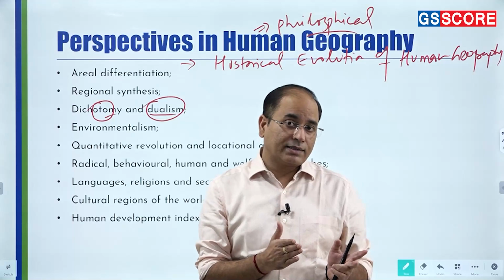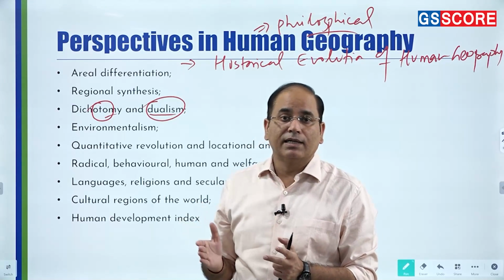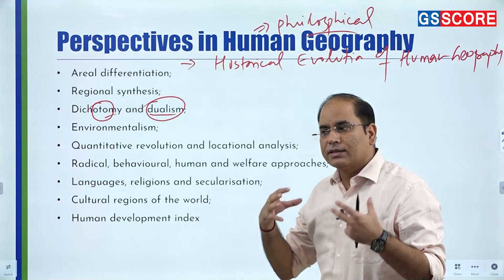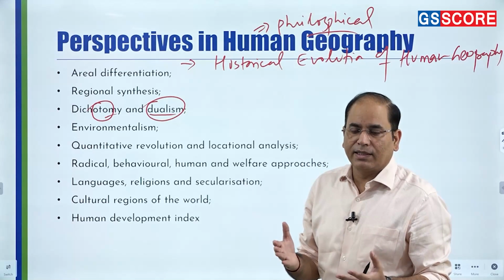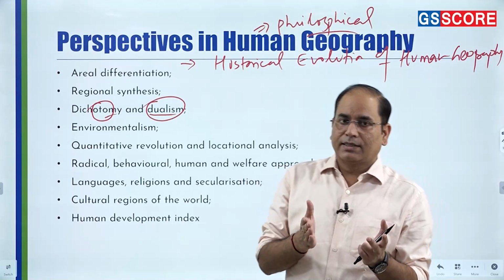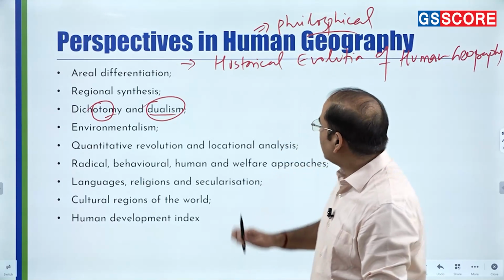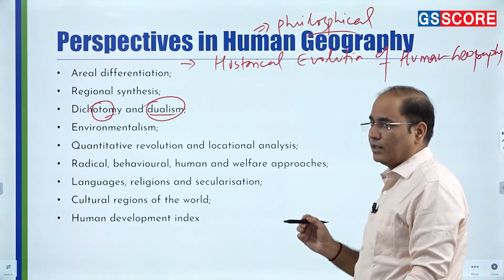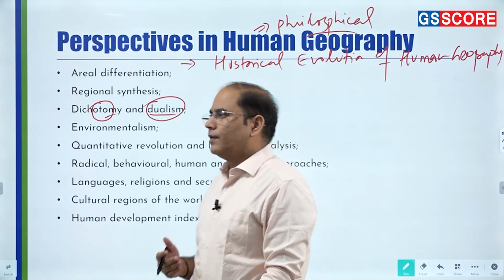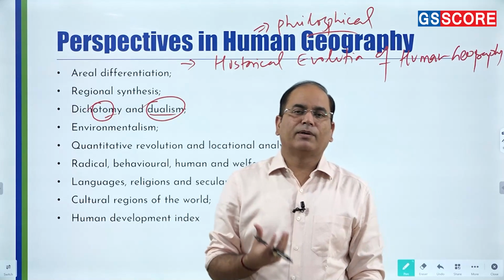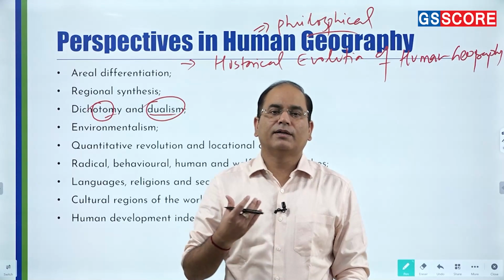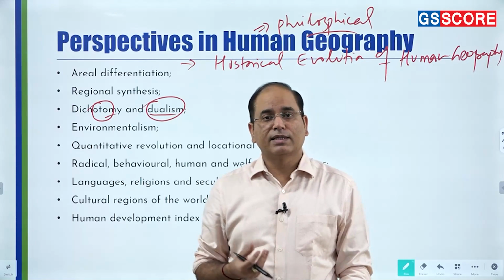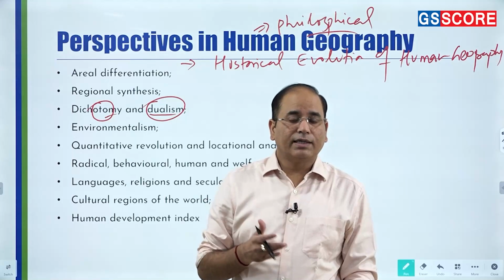So Vidal de la Blache and Ratzel gave this dualism and dichotomy a very systematic approach, a systematic phase in human geography. So that is all you are supposed to study in this historical evolution of human geography. Then how environmentalism and possibilism have evolved over the period of time.